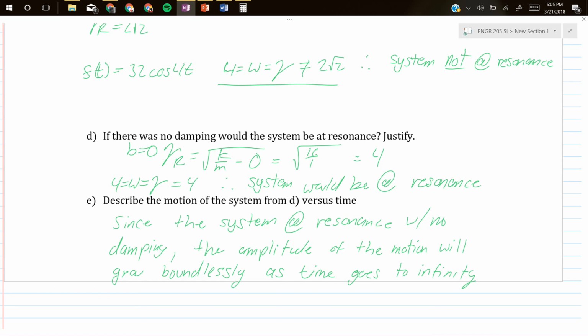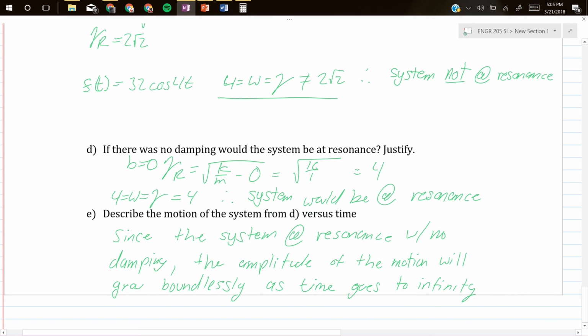spring from going to its max amplitude. And since it's at resonance, it'll build up and be constructive over time with its waves. So its amplitude will constantly increase with each period that passes. That's why it will grow boundlessly as t goes to infinity. It means eventually it will break. The system, whatever it is, will break because the amplitude is so large.